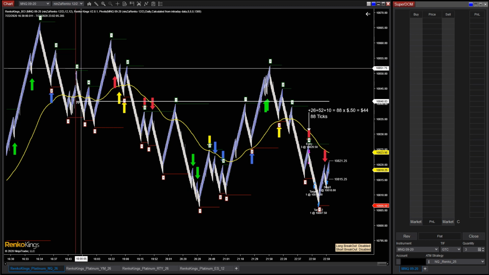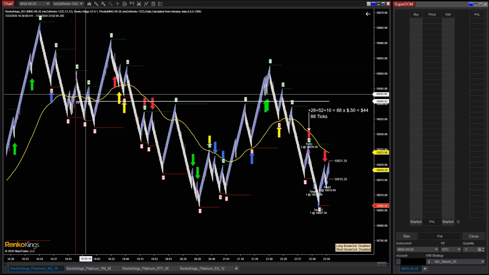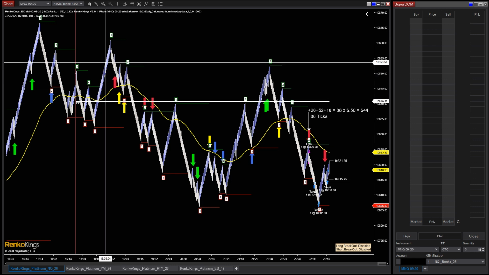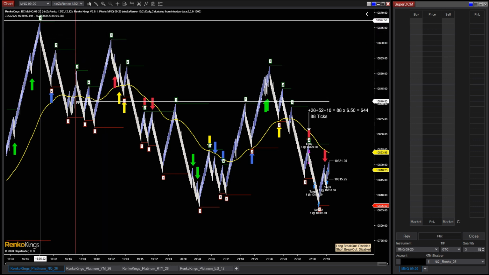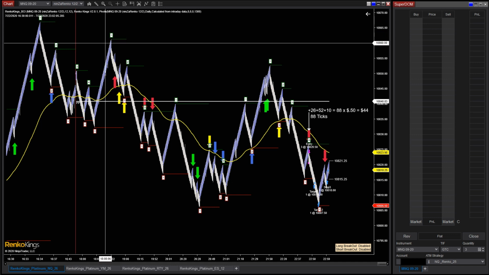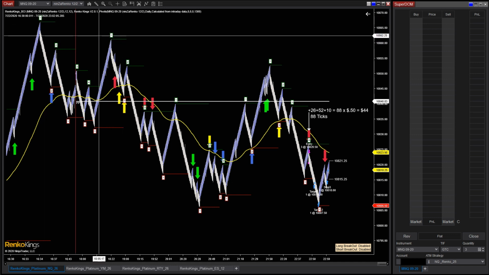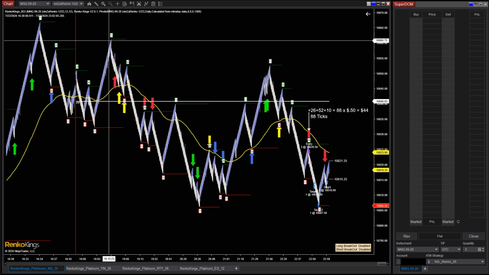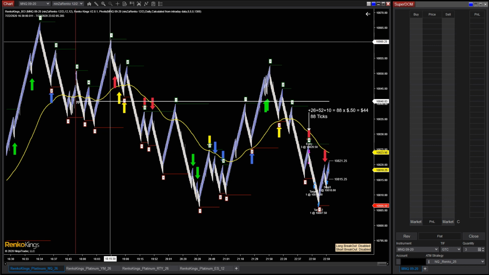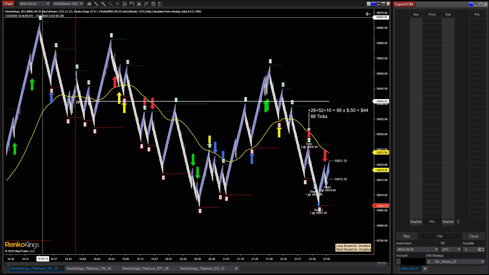You had the end of session, and then the overnight session started, and what happened? We were not able to put in a new high here. Do you see that? So right away you should be a little suspect, saying, we weren't able to break this high right here.